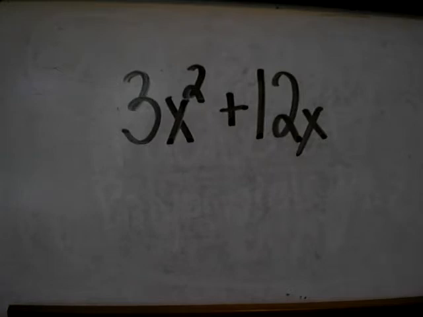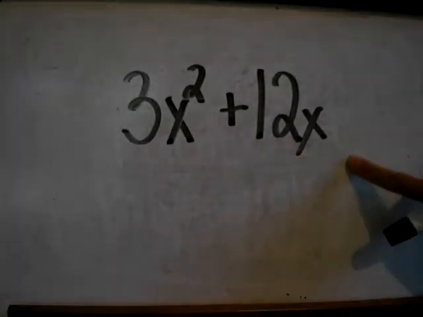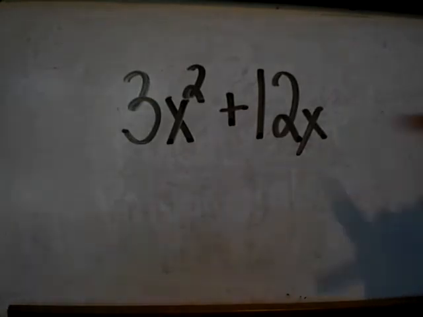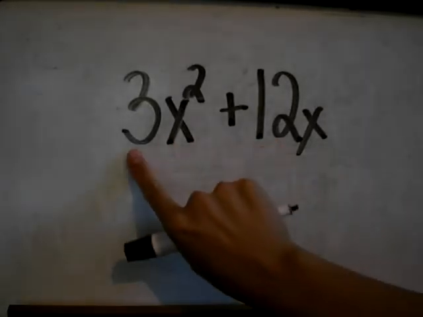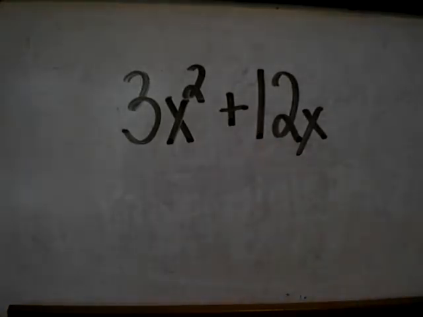In order for us to factor it, we have to find the greatest monomial factor. So let's look at this monomial, and then at this monomial, and find the greatest monomial factor. We can look at the coefficients. We have 3 and 12. What's the greatest common factor of 3 and 12? Well, it's 3.